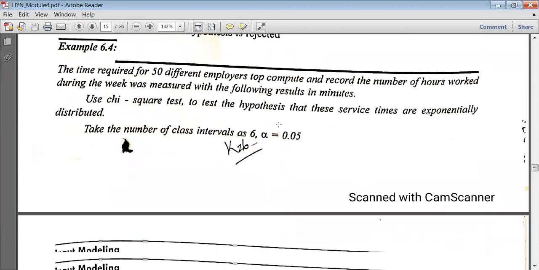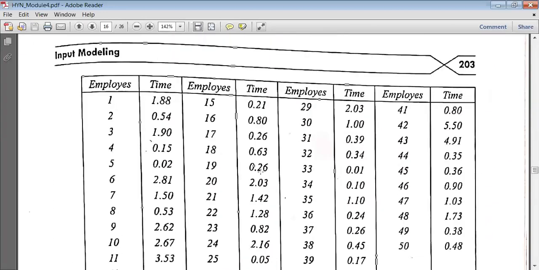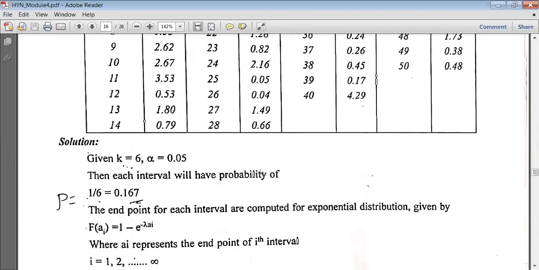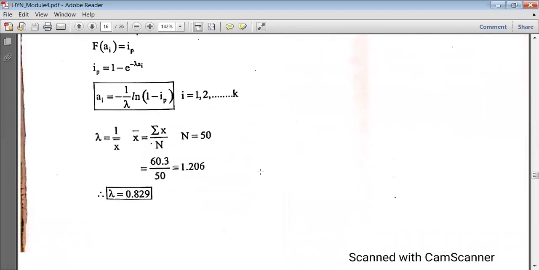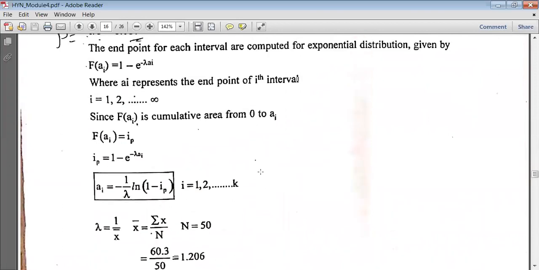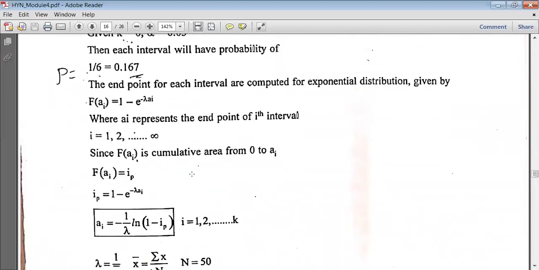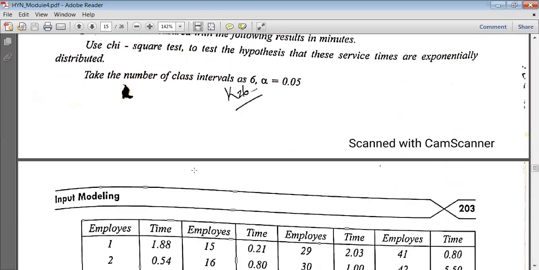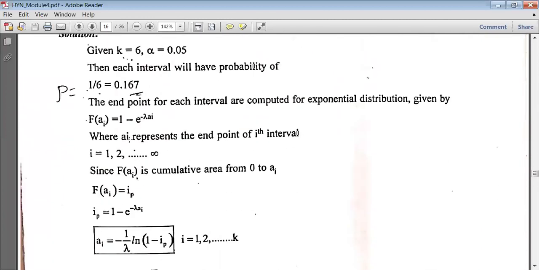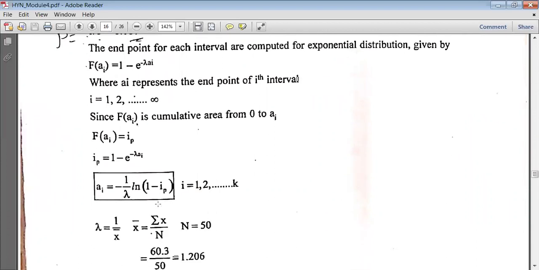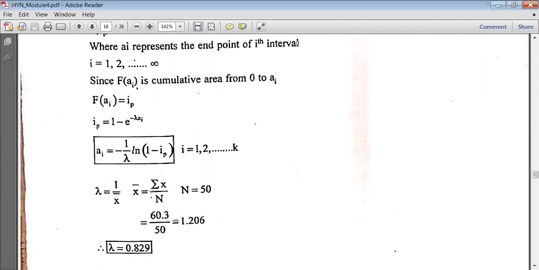Here, directly they have given in the question, take k is equal to 6, so you have to assume 6 class intervals. Then pi is equal to 1 by k, so 1 by 6 will be 0.167. Then we make use of the same formula, ai is equal to minus 1 by lambda ln of 1 minus pi, where lambda is equal to 1 by x bar.